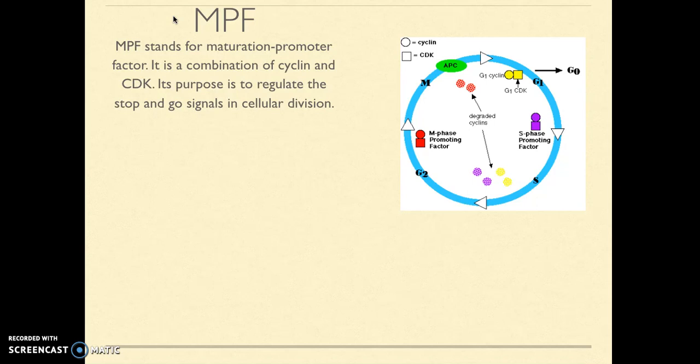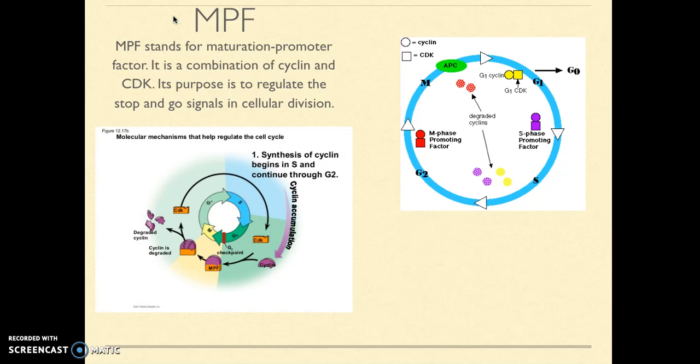And then once the MPFs are used to regulate this, they are degraded down, and these are called degraded cyclins. Again, over here I have the life cycle of an MPF, where the CDK and the cyclin join together and make the MPF, and then once that is used in a checkpoint, the cyclin is degraded down, and then the CDK can be reused again and join up with another cyclin.